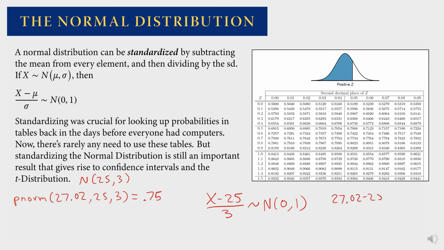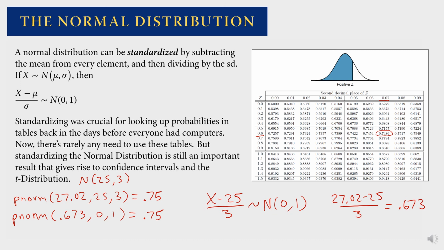27.02 minus 25 divided by 3 is 0.673. If I put pnorm(0.67301) into R, it should give me 0.75. If I look on this table here, when Z begins with 0.6 and the second decimal place is 0.7, the probability it gives me is 0.7486. And you can see from this table that 0.75 would be somewhere between 0.67 and 0.68.